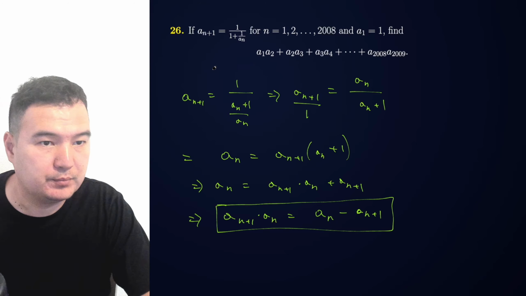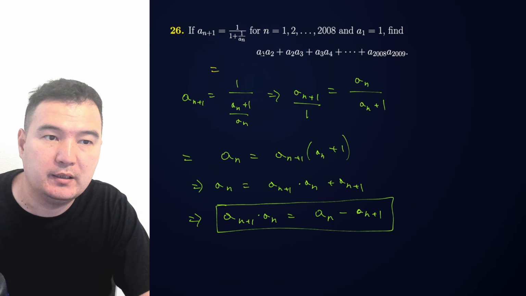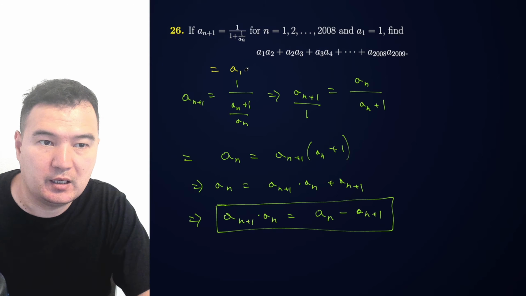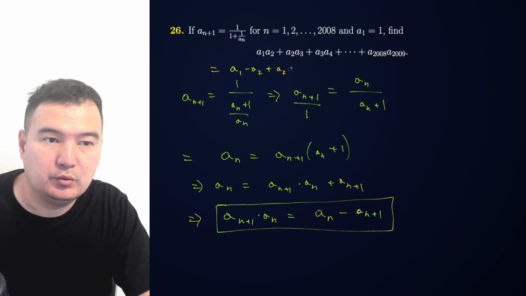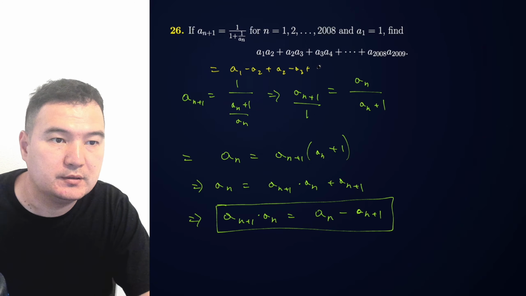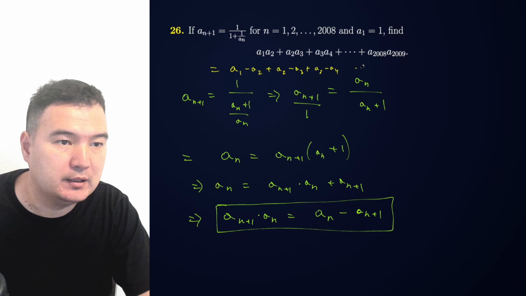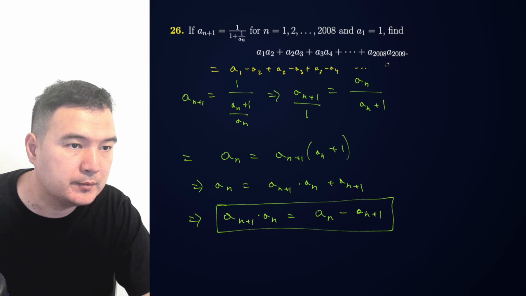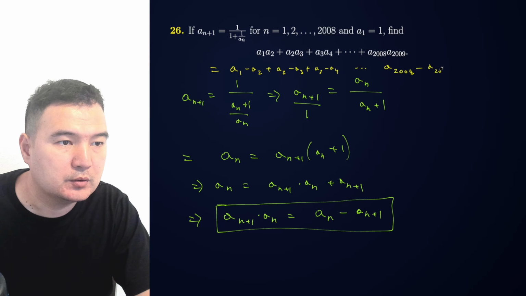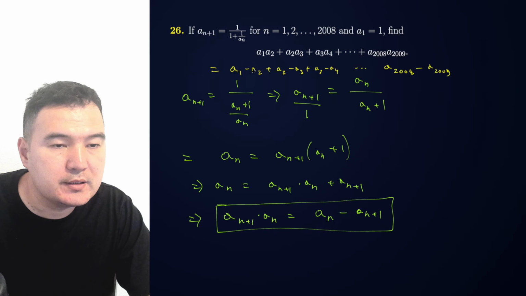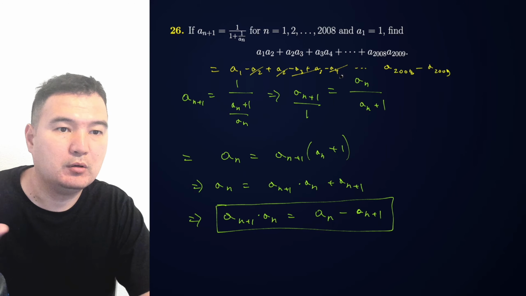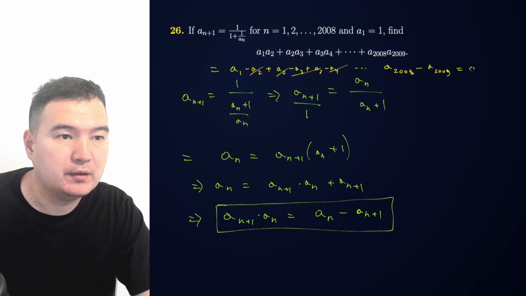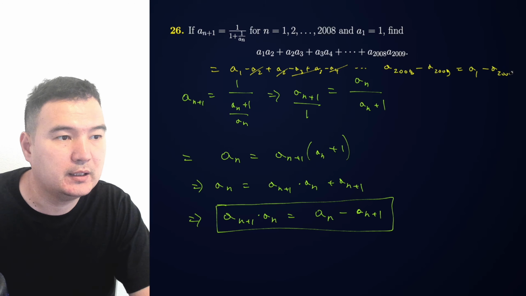So if the product of these two is equal to the difference of the smaller minus the larger one, go to the problem. A1 times A2 is just A1 minus A2. A2 times A3 is just A2 minus A3. This is A3 minus A4, and so on. You go all the way to A2008 minus A2009. So we can see that consecutive terms get cancelled, become 0, omit each other. And then at the end, we have A1 minus A2009.